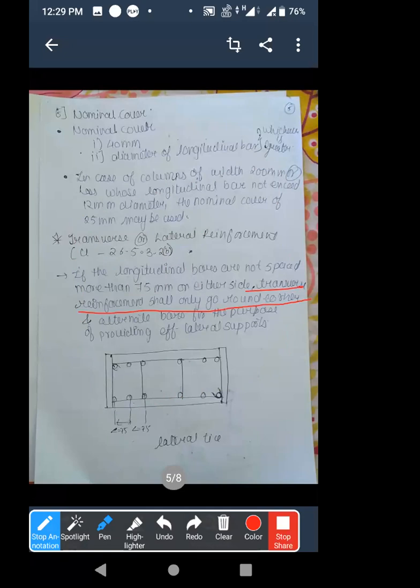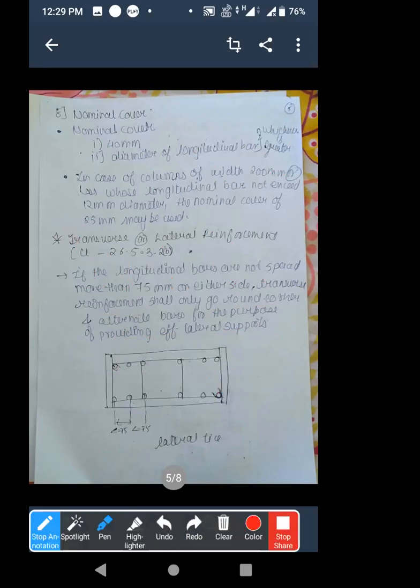The transverse reinforcement should be around the corners, and alternate bars are provided for the purpose of effective lateral support. See here in the diagram. These are your longitudinal reinforcement, and the distance between these two is less than 75. Then you have to provide the transverse reinforcement only at the corners. At this corner you are going to provide the transverse reinforcement.